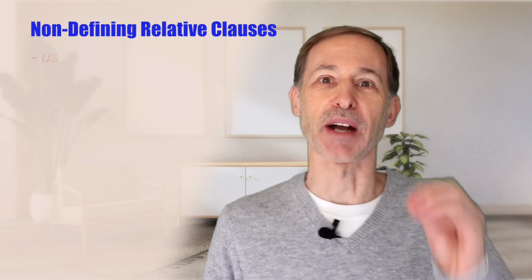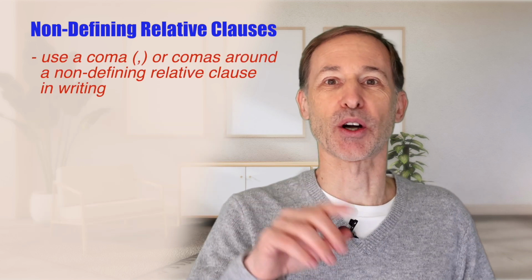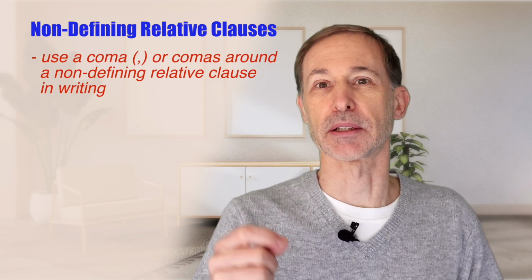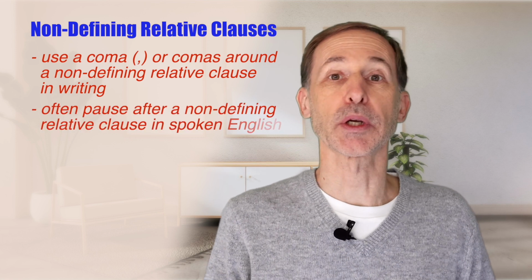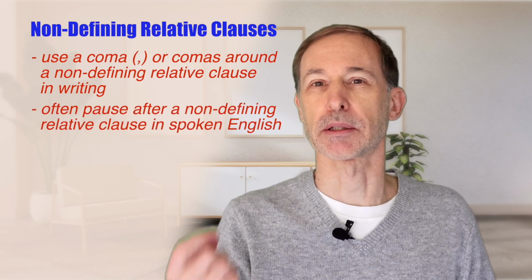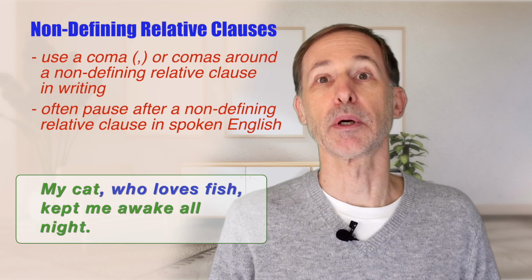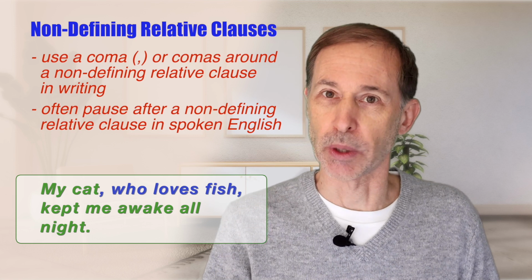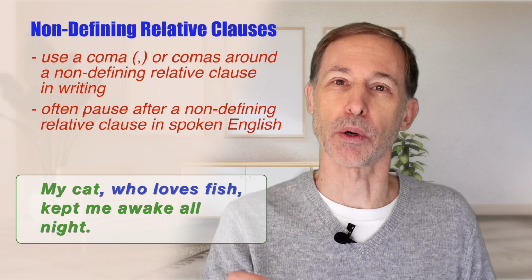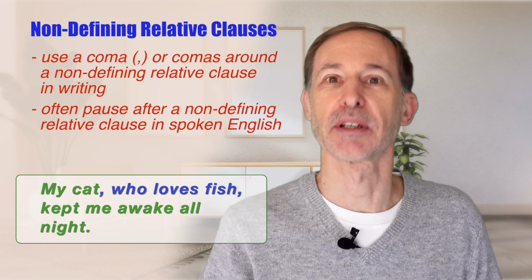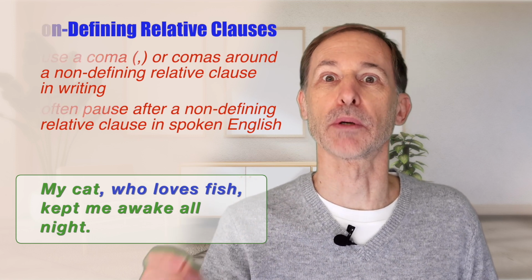Note that in writing, we use a comma or commas to surround a non-defining relative clause. And in spoken English, there is often a pause after the non-defining relative clause. For example, my cat, who loves fish, kept me awake all night. So there's that pause. My cat, who loves fish, pause, kept me awake all night.